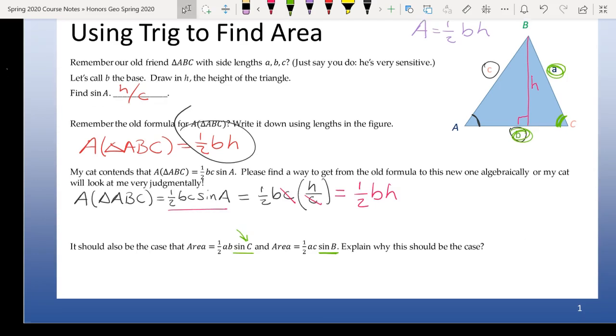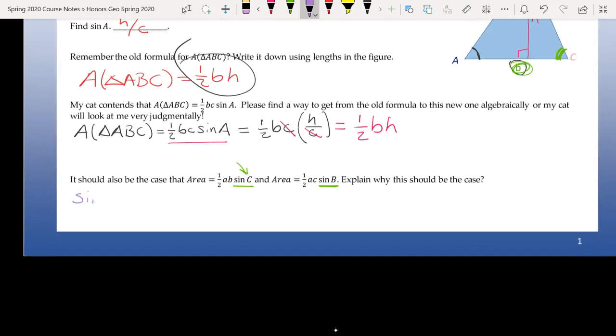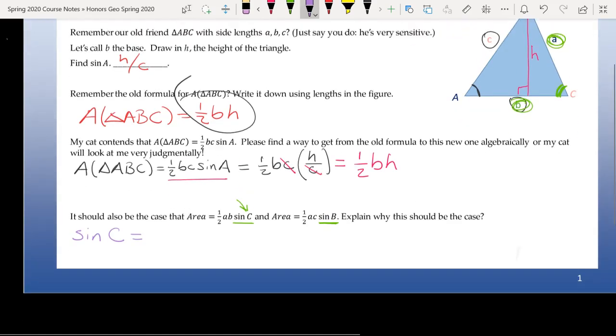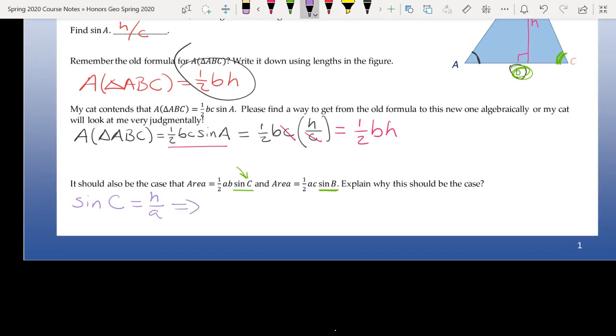And of course, it makes sense why this would be the case, because we know that the sine of C, for instance, is equal to the opposite side over the hypotenuse. Well, that's just h over A. So that implies that the area is equal to 1/2 A, B, h over A. Again, the a's cancel, and we wind up with the same formula we've always had. So no matter what the angles are that we know, as long as we know an angle and the two sides that include that angle, we can find the area of a triangle.